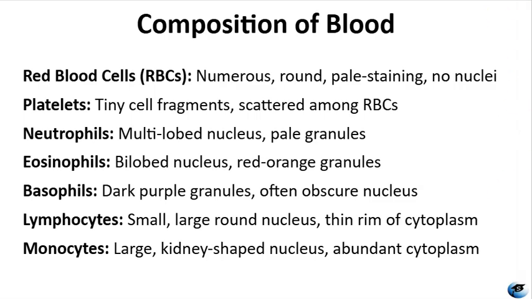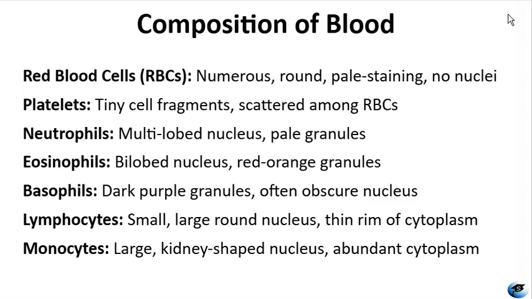Now let's break down the individual formed elements a little bit more, especially how they are going to appear under a microscope. First you have the red blood cells, the RBCs, erythrocytes. Those are all the same thing with different names. These are the most numerous formed element. They are going to appear as round biconcave discs that have stain that is a pale pink color.